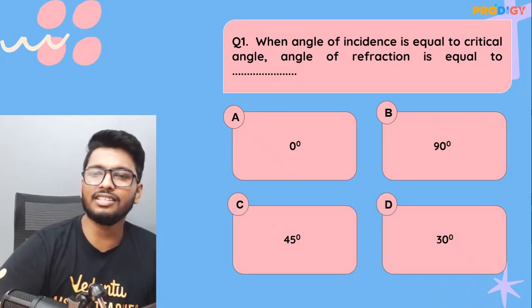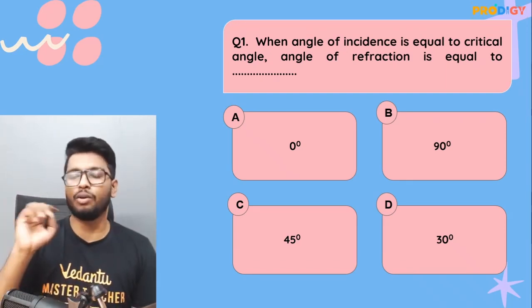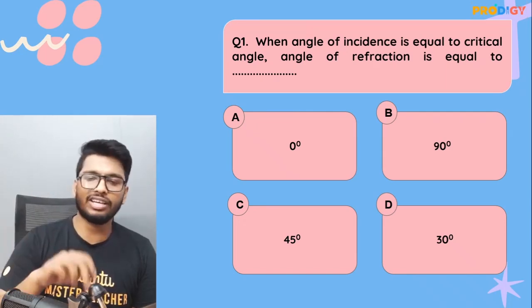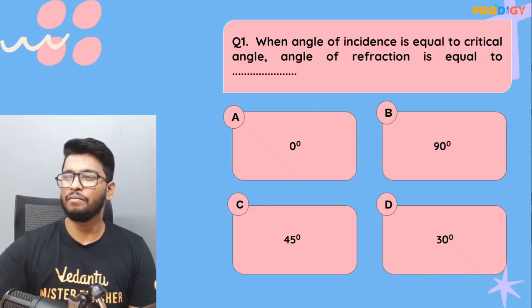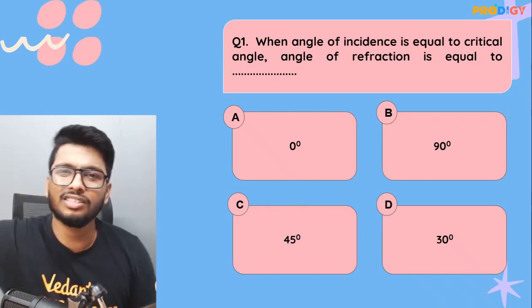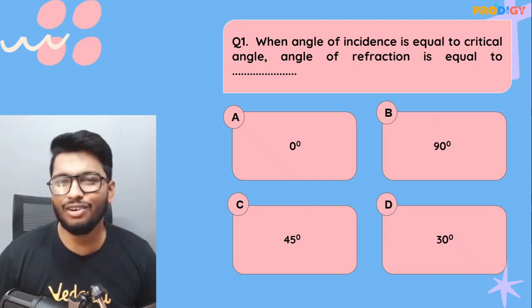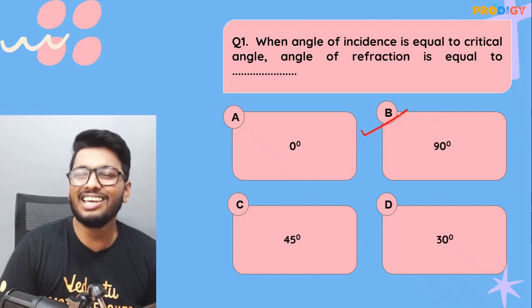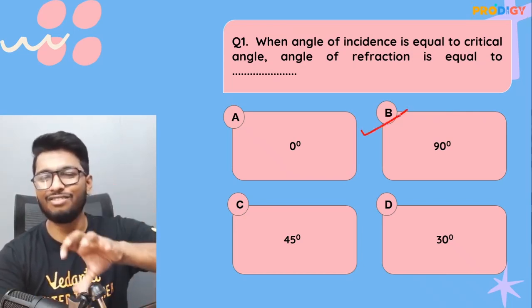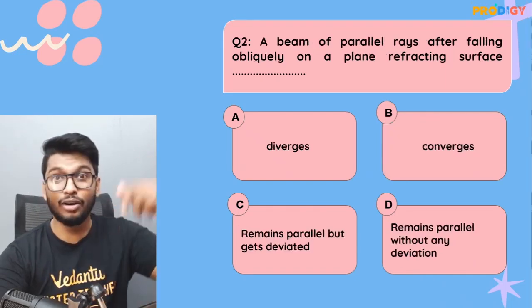When the angle of incidence is equal to the critical angle, what will be the angle of refraction? Would it be 0 degrees, 90 degrees, 45 degrees, or 30 degrees? I'll give you 10 seconds. Done. Super easy question. The right answer to this question, guys, would be 90 degrees. Obviously, the critical angle is nothing but that angle of incidence for which the angle of refraction is 90 degrees.